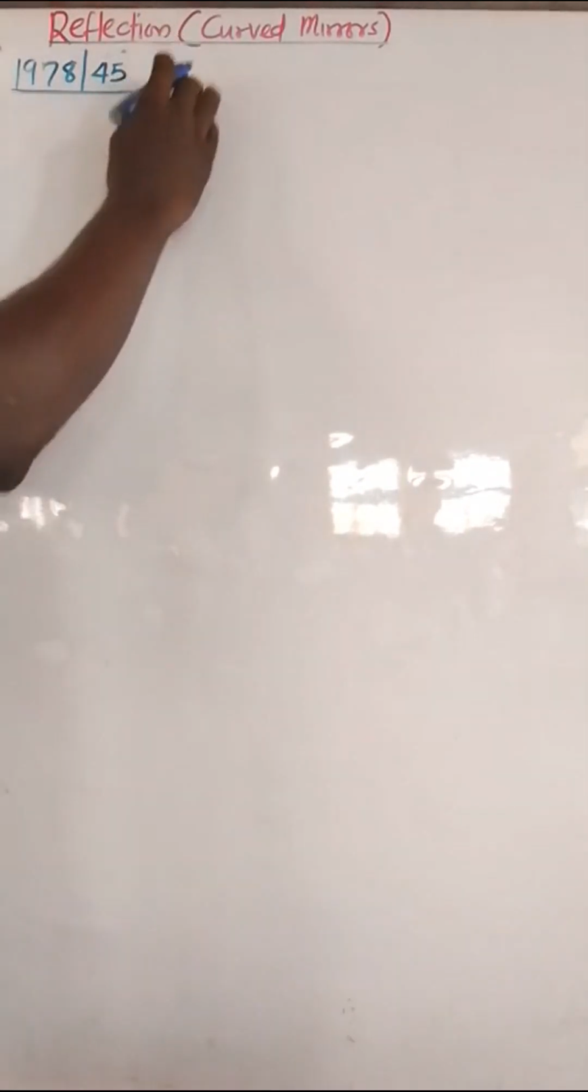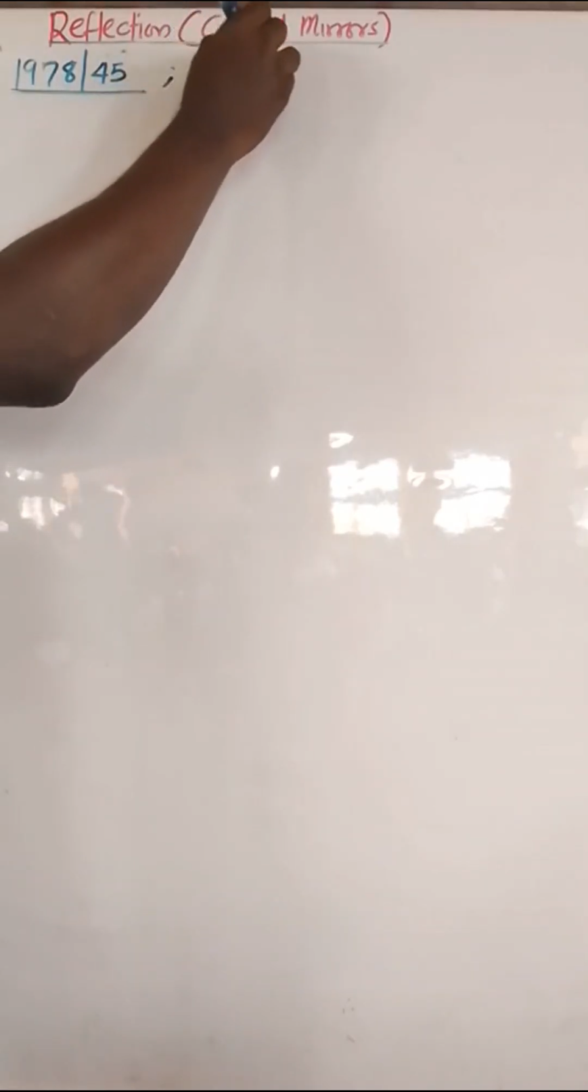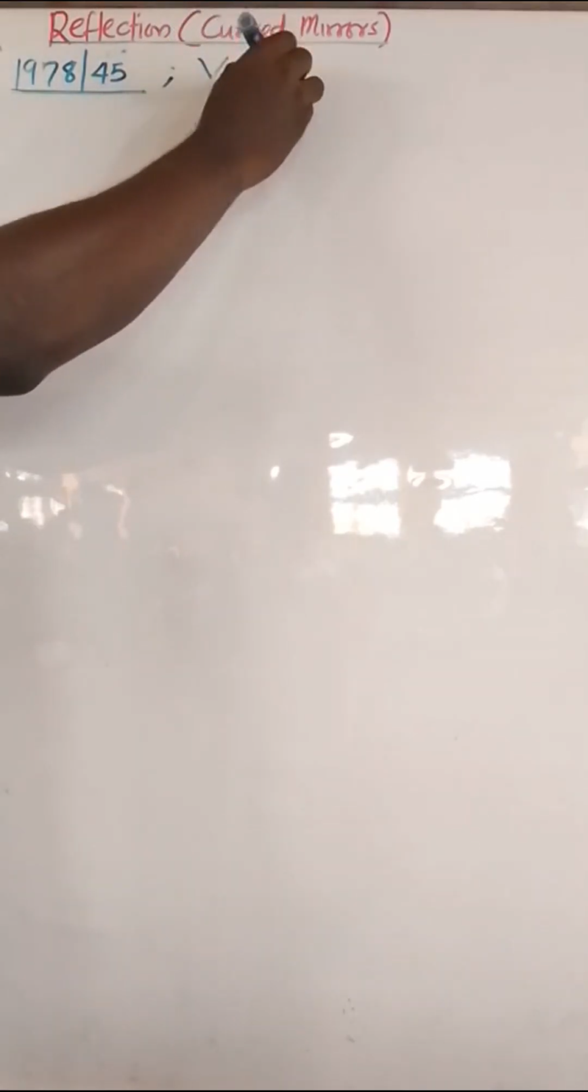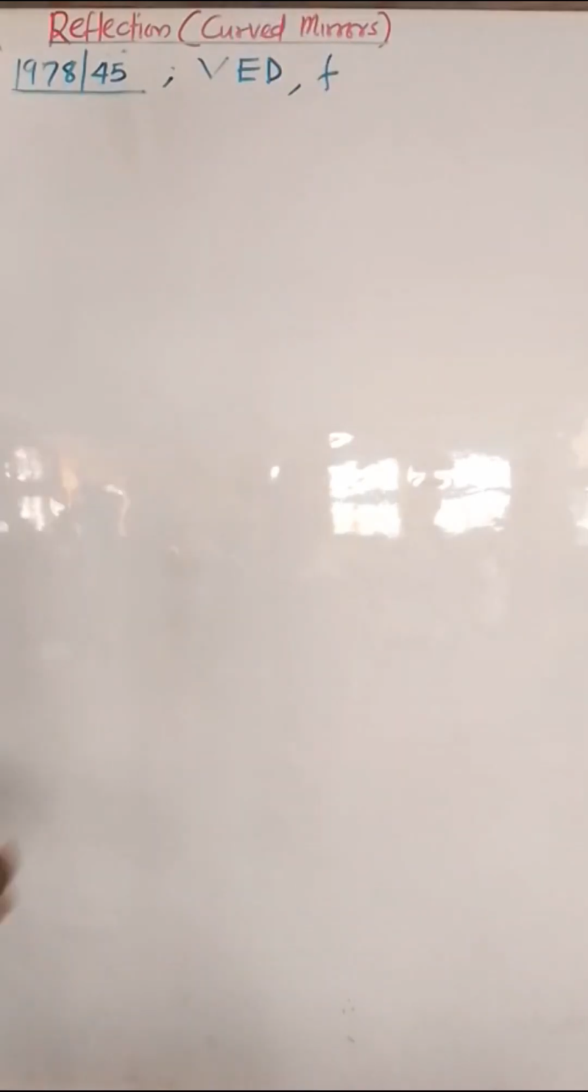So we're solving questions on curved mirrors, under reflection. The first question is from 1978, number 45. What's the question? Which of the following is true for the image formed by a convex mirror? You have to note from our lecture, we've already established that for a convex mirror or a diverging mirror, the images formed are always virtual, erect, and diminished. And the focal length of a convex mirror is always negative.